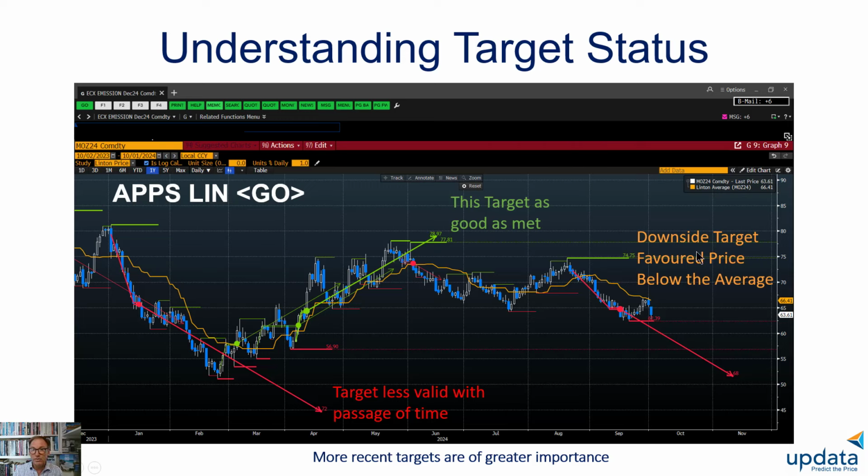I've also drawn the levels and the average just because that adds extra weight to these targets. So we see downside targets are in red. This target's becoming less valid now with the passage of time. Then we've got an upside target, which you could probably say was as good as met. That's a key thing: the targets are not precise. They'll often be just met or exceeded, and we'll talk about the meaning of that as well. Then we're in a new downtrend, and a new downside target has just been given. This is the level we're now looking to, and that's where we might expect the target to be met.